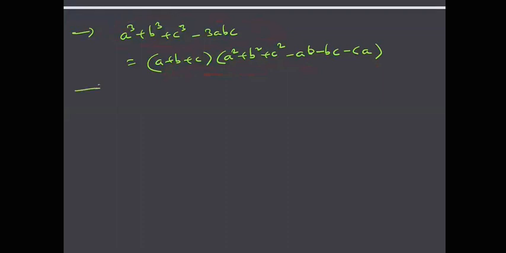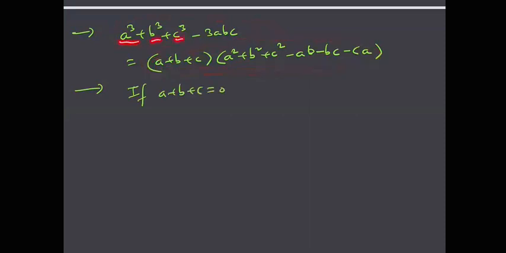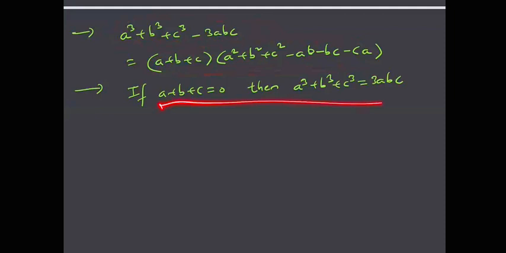Fine. And then if a plus b plus c is 0, then this entire thing is 0, right? So then you can say that a cube plus b cube plus c cube is equal to 3abc. So this thing is also helping us a lot of times. So you need to remember, if a plus b plus c is 0, then a cube plus b cube plus c cube is 3abc.